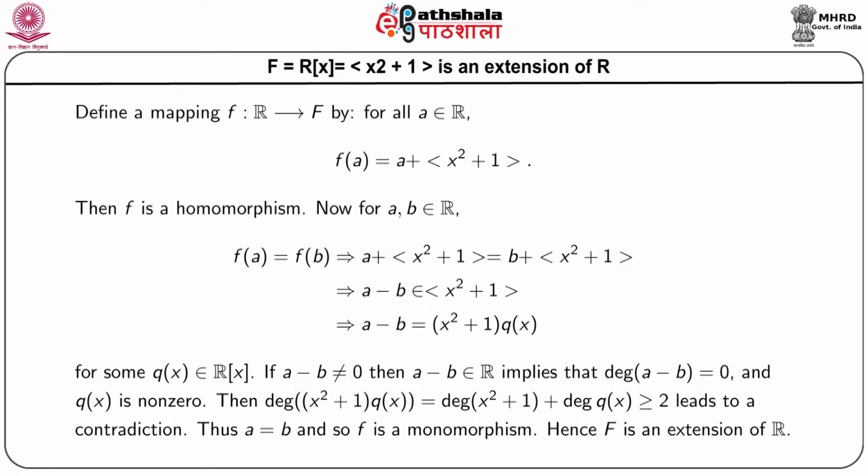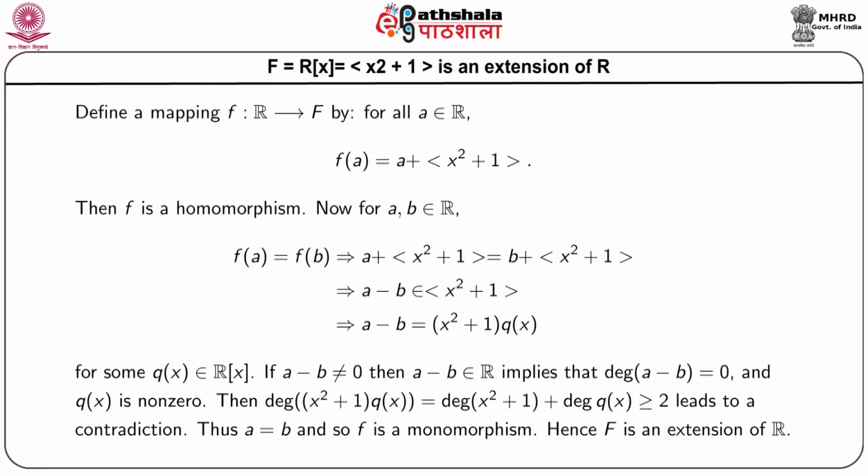Now, to show that this field F is an extension of R, we have to define some monomorphism f from R to F. Define f(a) equal to the coset of a, that is, a plus the ideal generated by x square plus 1. Then it is easy to verify that f is a homomorphism.